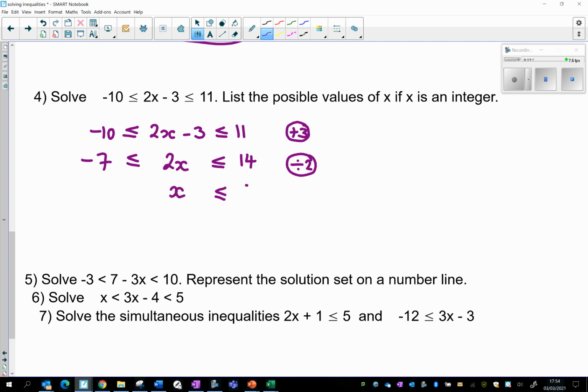On the right-hand side, we get 14 divided by 2, which is 7. On the left-hand side, we get minus 7 over 2. Let's write it as minus 3.5. Because I've divided by 2, by the way, none of the symbols change.